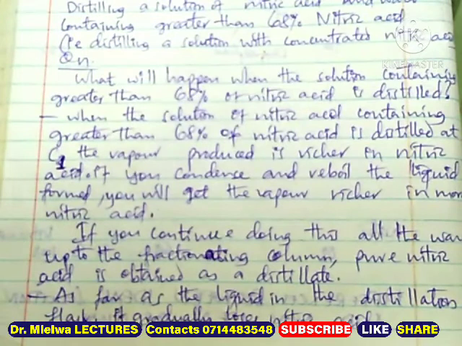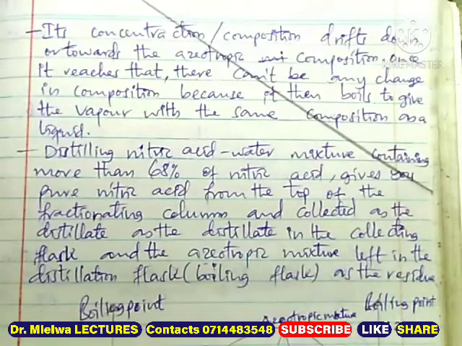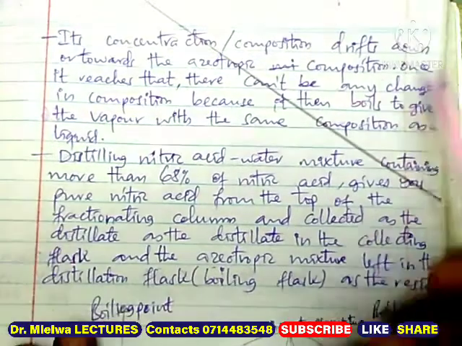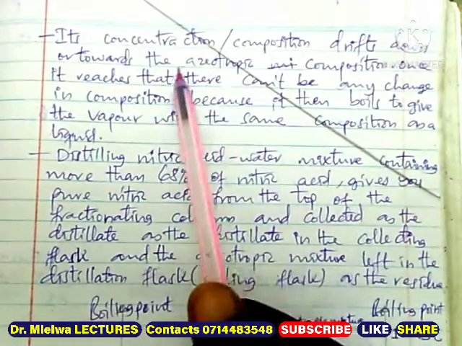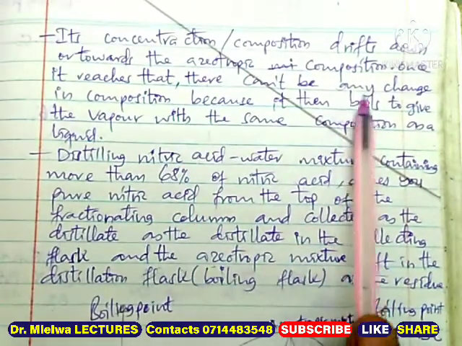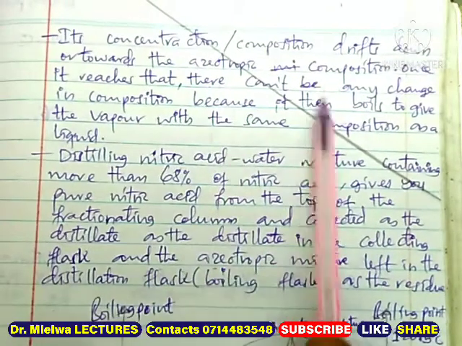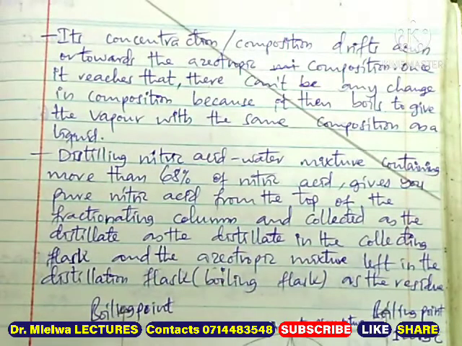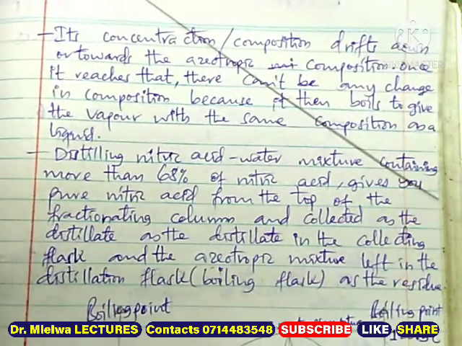Kama imezidi nitric acid, kama imezidi water ndio itapatikana kama nani? Distillate. Azeotropic mixture inakuwa nani hapo? Residue. The azeotropic mixture is residue. So tunachokisema ni kwamba its concentration or composition drifts down towards the azeotropic composition. Once it reaches that, there can't be any change in the composition, because it is then reboiled to give the vapor with the same composition as the liquid.